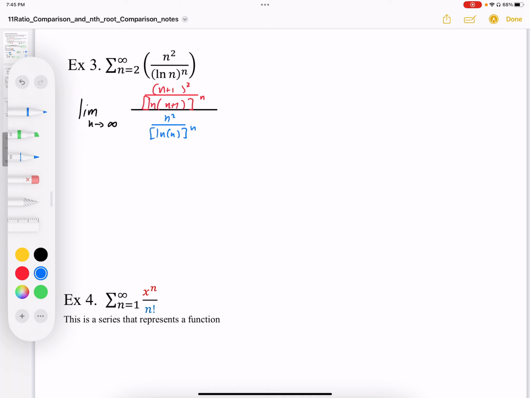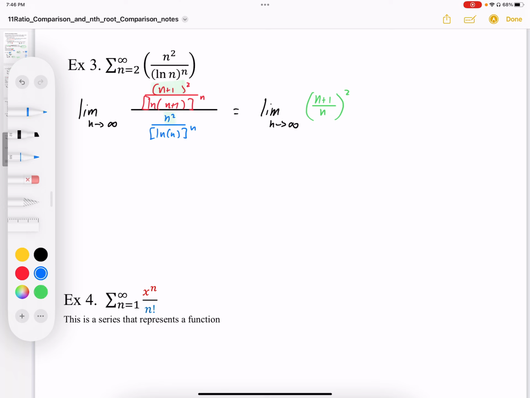Okay, so I'm going to group some of these terms. So it looks like I could probably group those n terms. So when I write this out, this is going to be equal to the limit as n approaches infinity, and grouping together the n terms, I'm going to end up with n plus 1 over n, and that's going to be all squared. Okay, it looks like that's going to be equal to 1 squared.